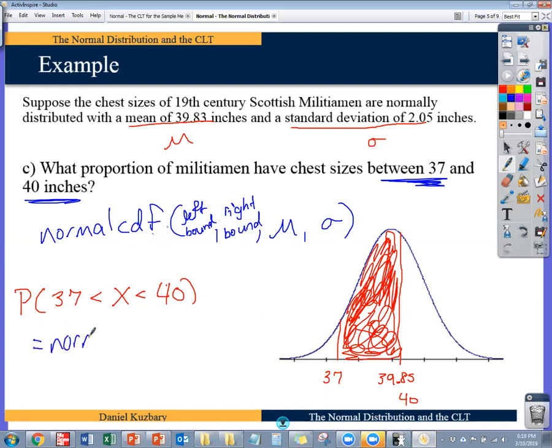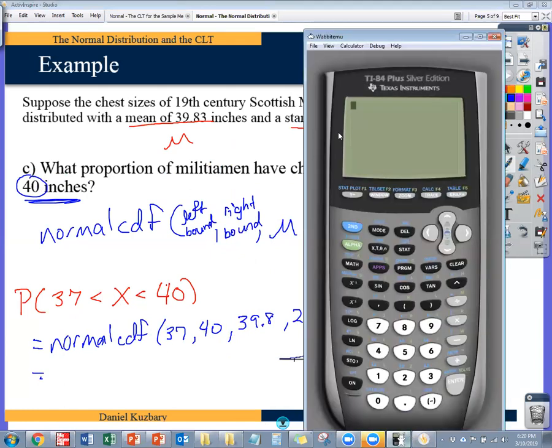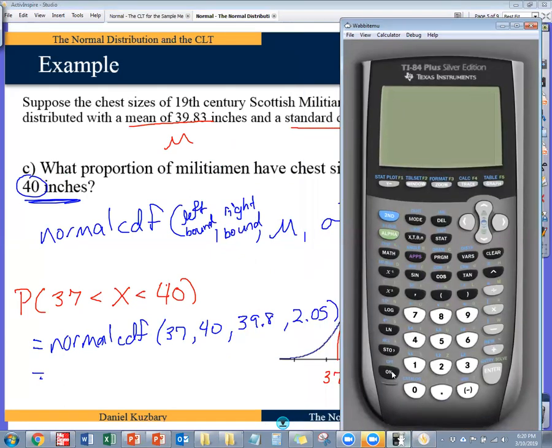I'm going to do normal CDF. My left bound is going to be this left boundary of my shaded region, which is 37. So I want to find stuff no further left than 37. My right bound is going to be the right boundary of my shaded region, which is 40. See kind of where those numbers came from, 37 and 40. So I'm finding between those two things. They're my boundaries. My mean is 39.83, and my standard deviation is 2.05, and that'll give me my answer, which should match the answer, or it frankly will be a little more precise than the answer you get from using the table because your calculator is going to give you better, more precise numbers.